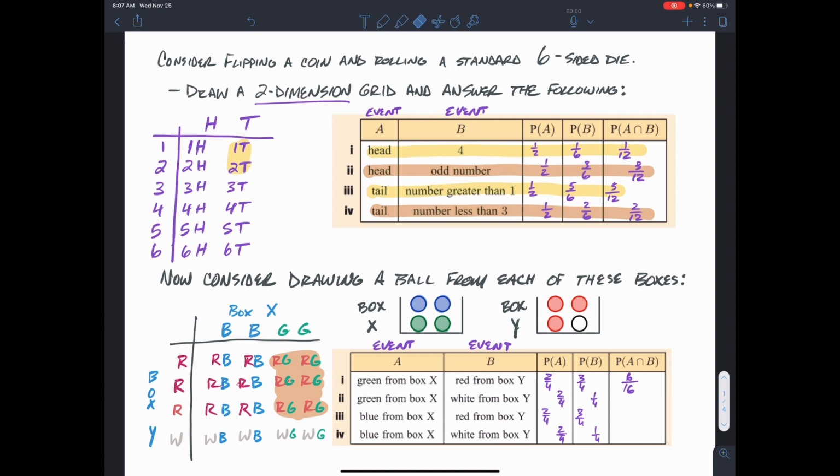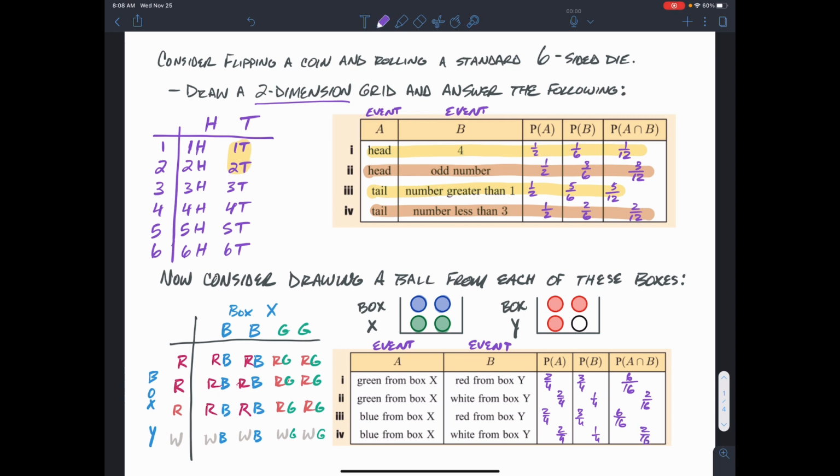What's our next one? Our next one is green from box X and white from box Y. Okay, so we've got two out of 16. We have, let's see, blue from box X, red from box Y. Here's our six again, six out of 16. And finally, blue from box X and white from box Y. So we've got our two again, so two out of 16.